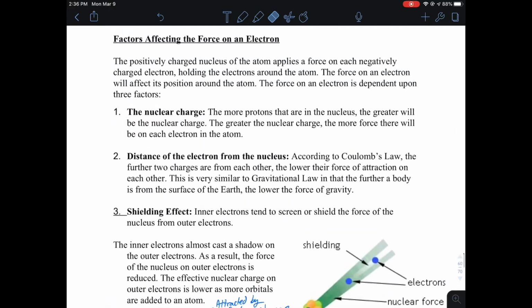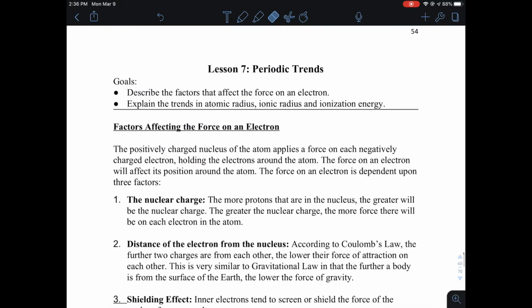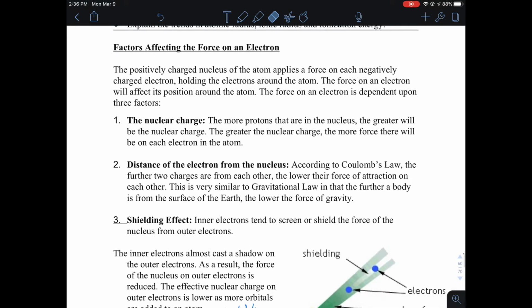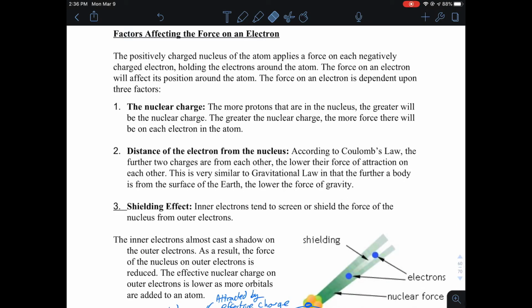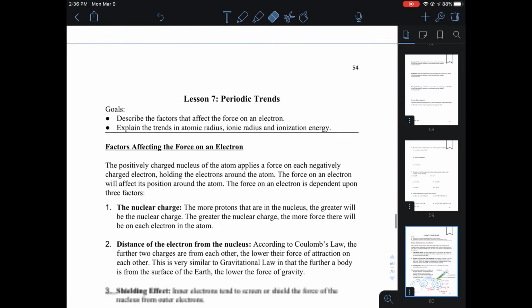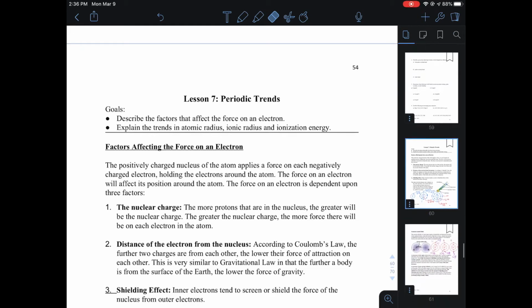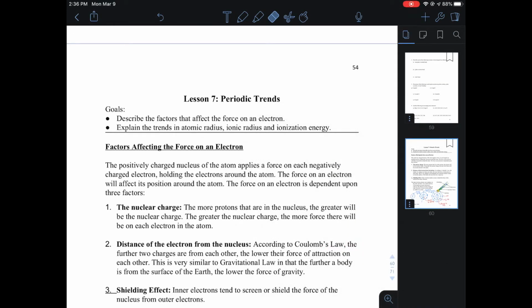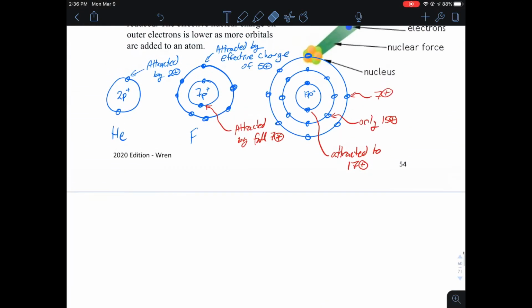So I'm just going to scroll back up. Hopefully this isn't making you dizzy. So, factors affecting force on an electron. This is the idea that we wanted to talk about. We want to think about the electron and the atom, thinking about the Coulomb law that is affecting an electron.